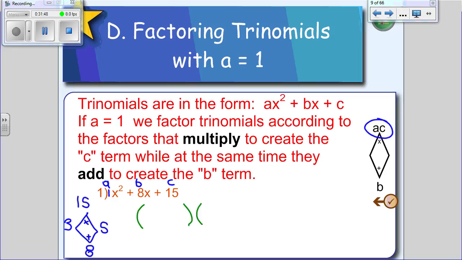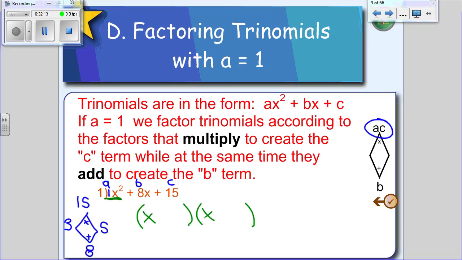And my first term in each binomial, because I'm really good at multiplying binomials, I know that's going to create this thing right here. So if I want to create x squared, then I need an x and an x, like that. That's the only way I could get x squared. I know it. So that's why I put x and x as my first term on each thing.